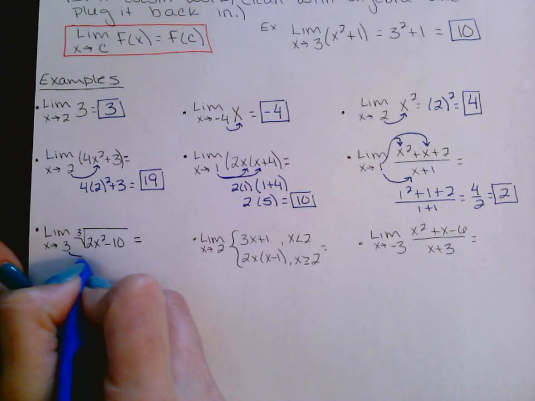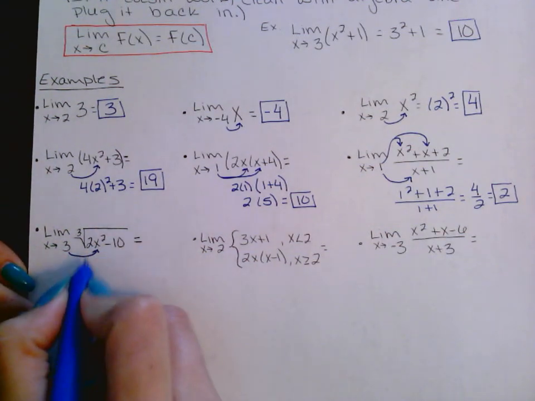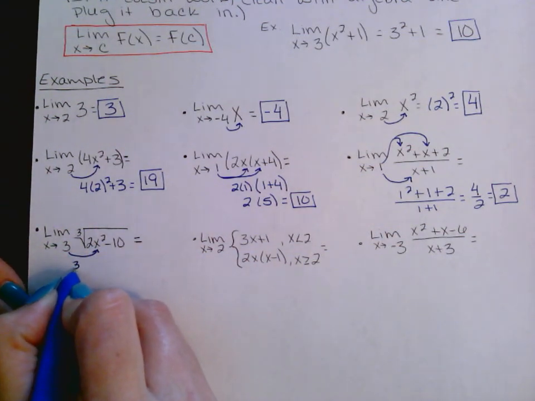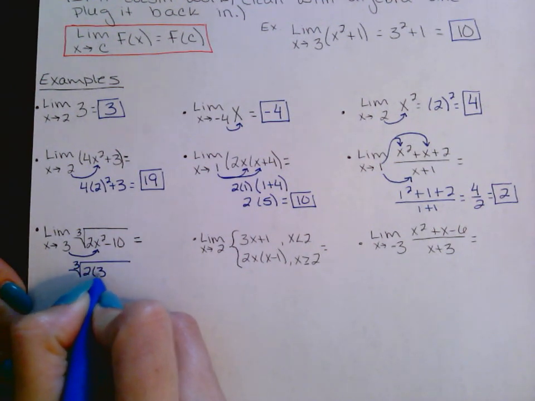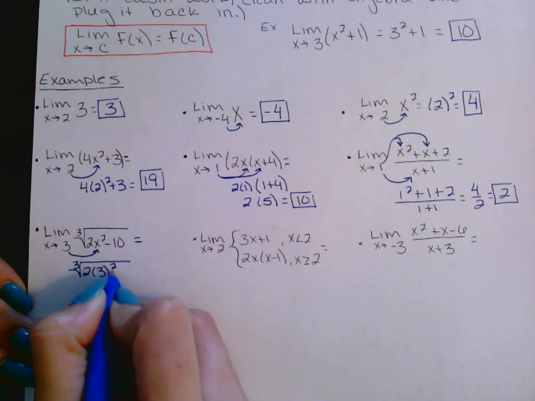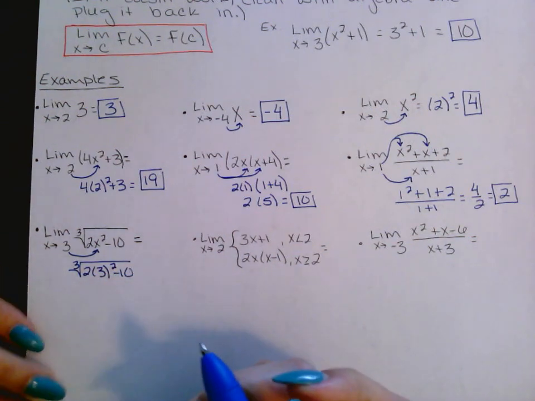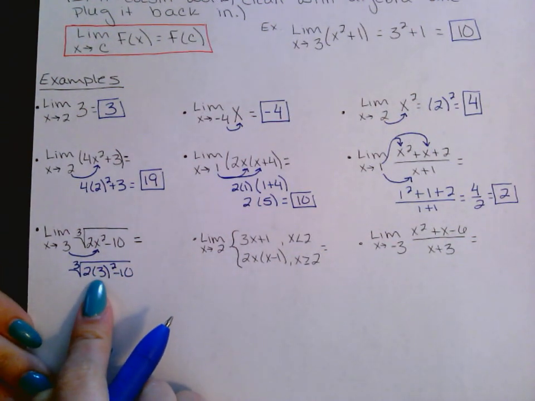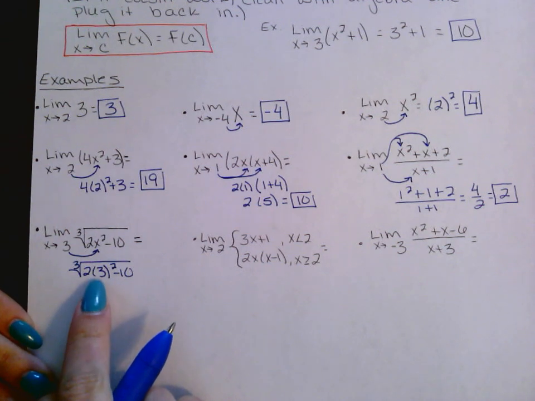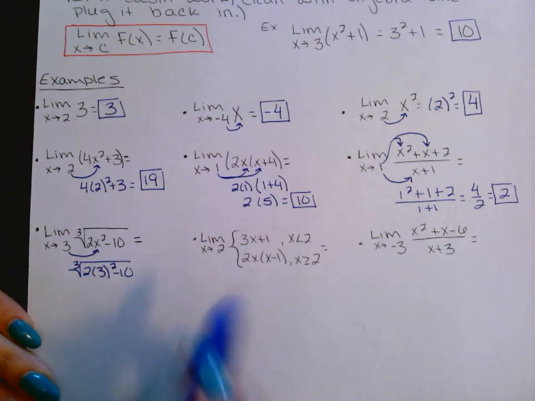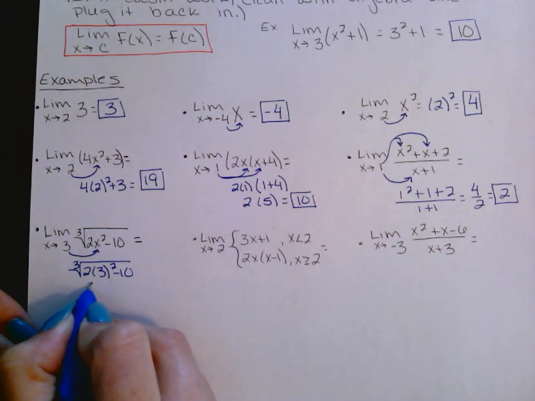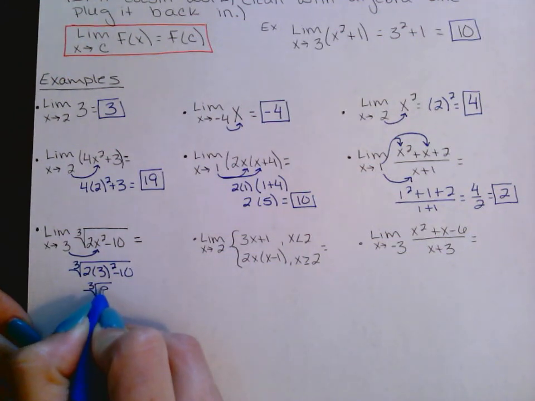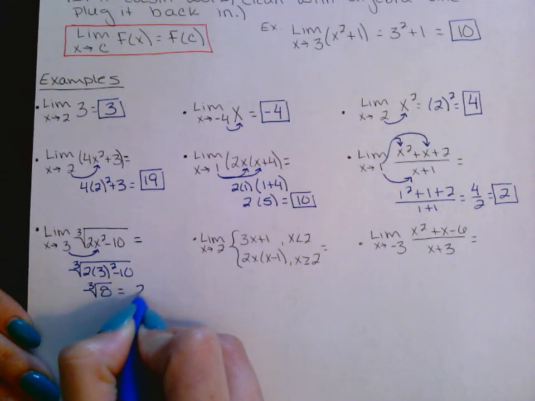All right, now you plug in your 3. And now I have cube root of 2 times 3 squared minus 10. Just make sure to follow PEMDAS. 3 squared is 9. 9 times 2 is 18. 18 minus 10 is 8. So I'm really working with the cube root of 8, which is 2.